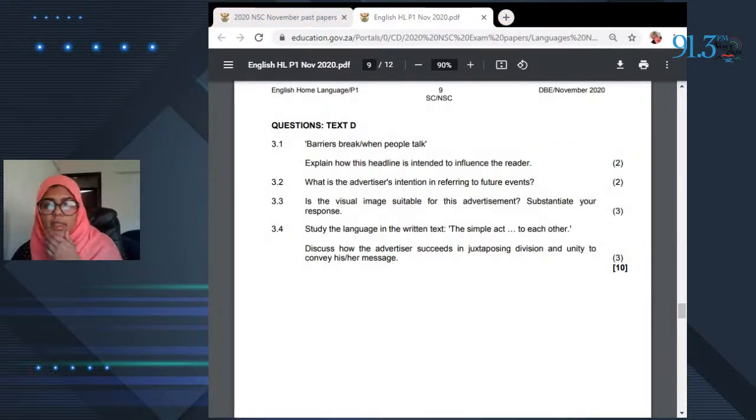And then the last question is about the language in the written text, right? So discussing how the advertiser succeeds in juxtaposing division and unity to convey his or her message. So the answer in relation to this advertisement is that the advertiser is acknowledging that language is a barrier in communications, and how people communicate, and they use words almost to attach to your feelings. So they say, a simple act can set free and bring the world together, united in dialogue.